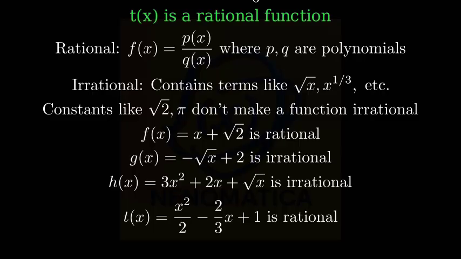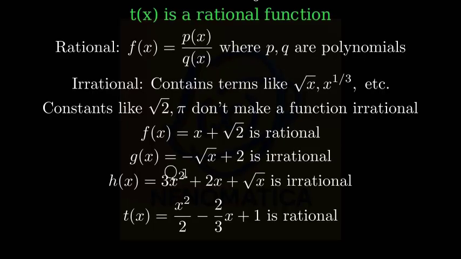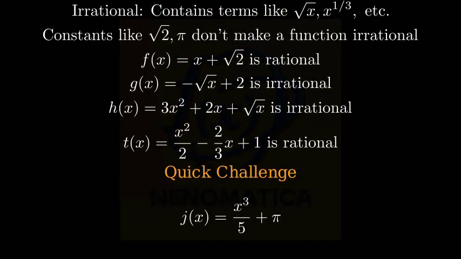Now, let's test your understanding with a quick challenge. Determine whether the function j of x equals x cubed over 5 plus pi is rational or irrational. Pause the video and try to solve this on your own before continuing.